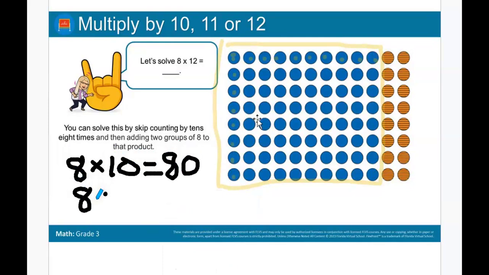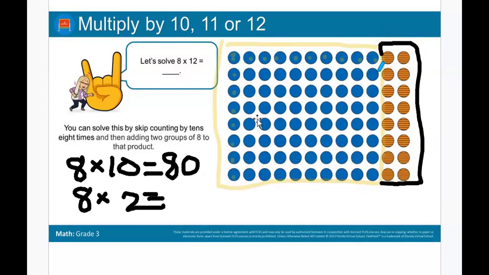Plus 8 groups of the number 2. So that's 2, 4, 6, 8, 10, 12, 14, 16. When I add these two numbers up, I see I'm going to have 6 in the ones column, 80 plus another group of 10 is 90. So I got a final amount of 96.